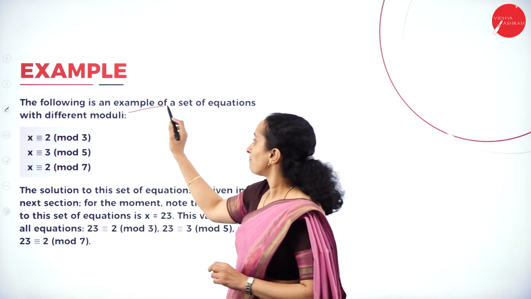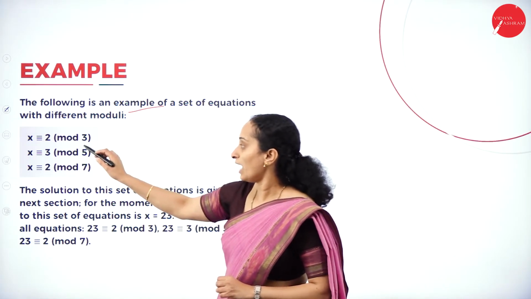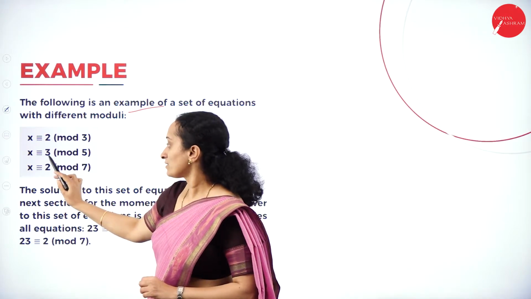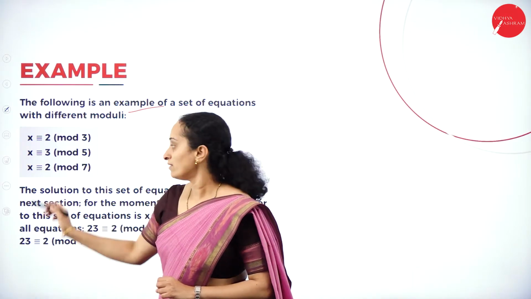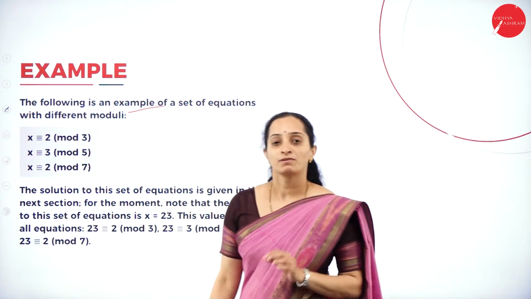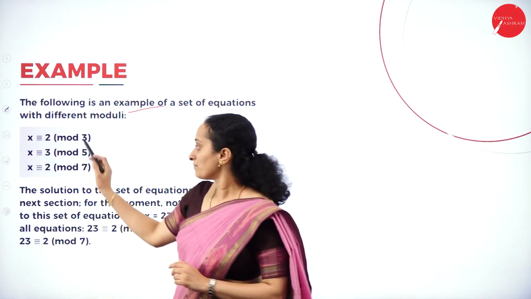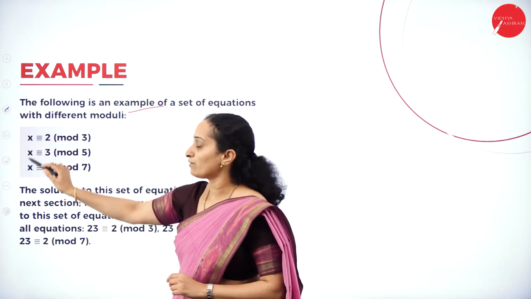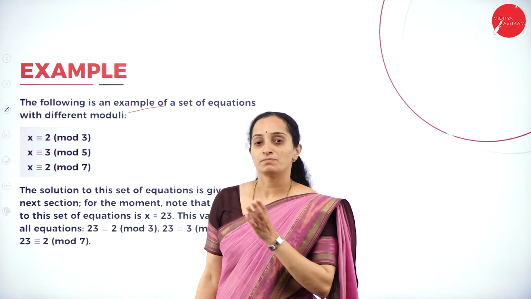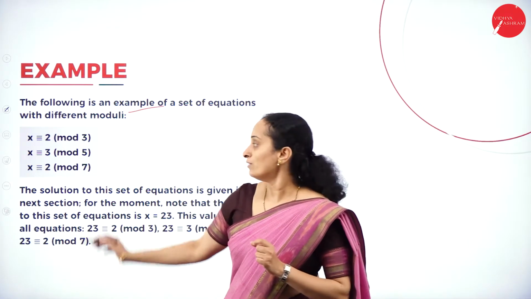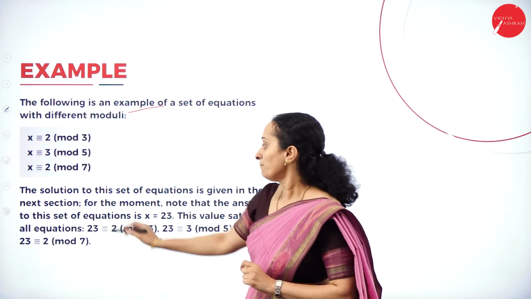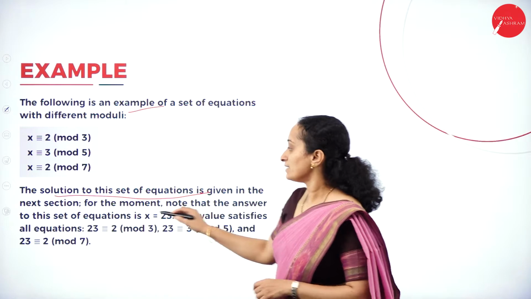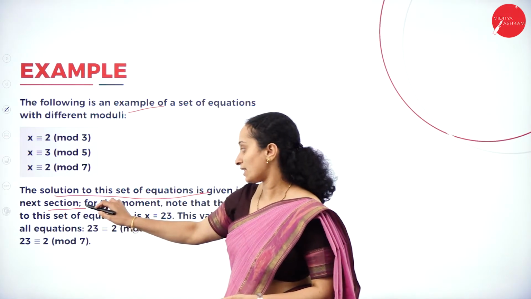The following example of a set of equations we have is x congruent to 2 with mod 3, x congruent to 3 with mod 5 and x congruent to 2 with mod 7. That means the moduli are different, the values are different, but you need to have a single variable which makes the congruence of the value with different moduli. The solution to this set of equations is given in the next slide.